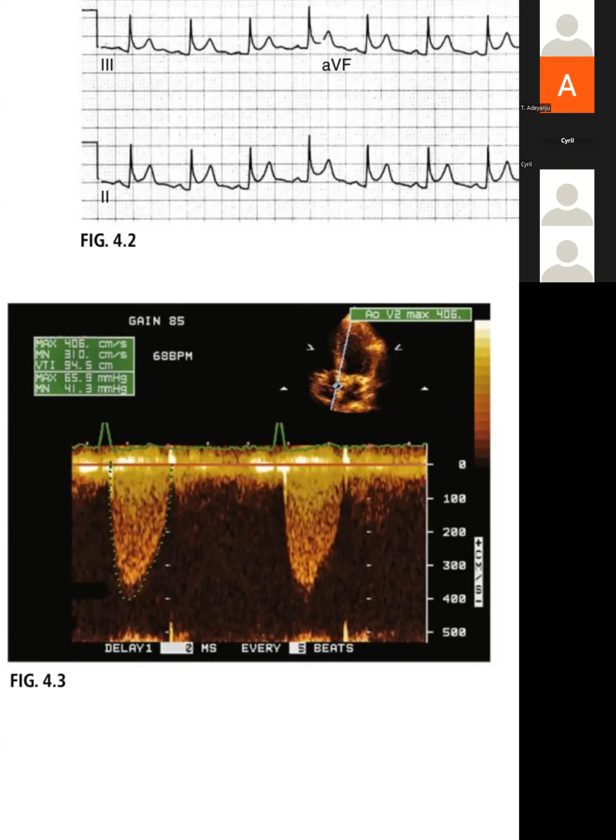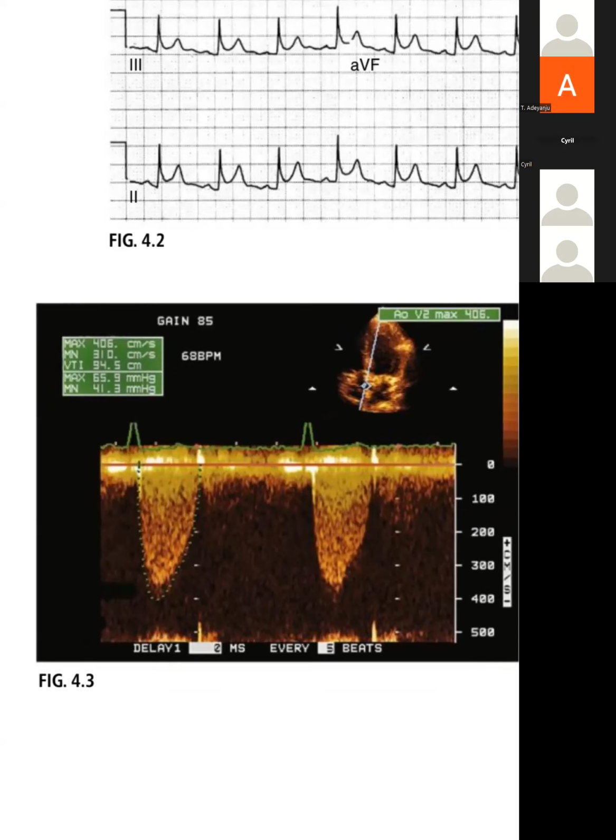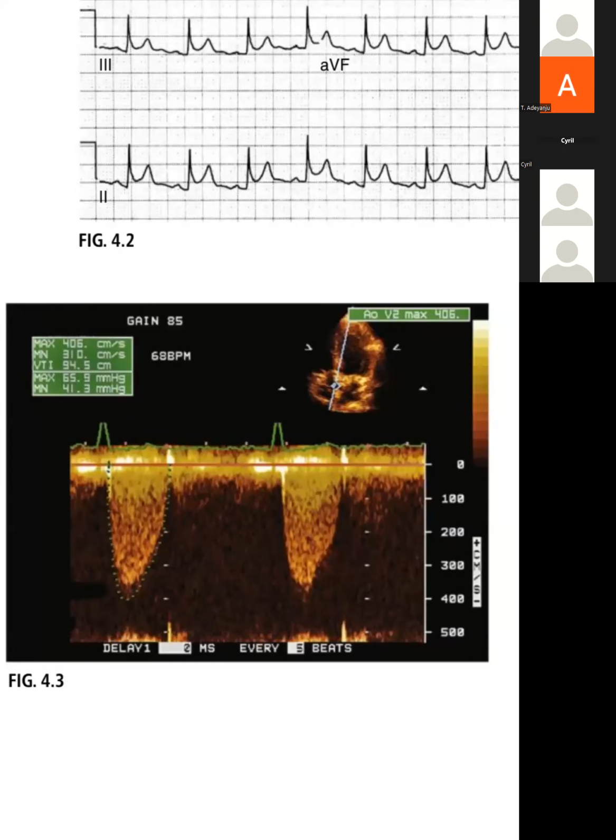Can I comment? If you look very well, it looks like a continuous wave Doppler, which is placed over the aortic valve, and the jet that we're seeing is actually the flow across the aortic valve. And look at the velocity, I think it's about 4.0 meters per second.